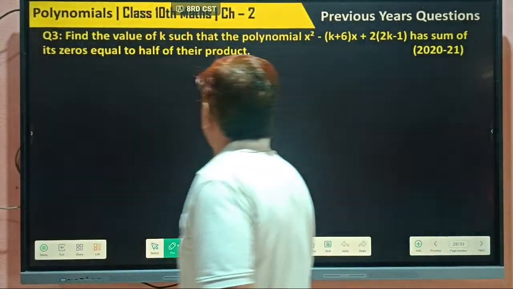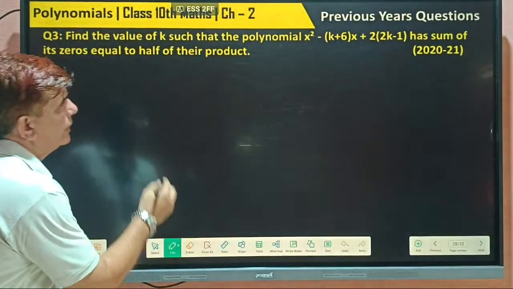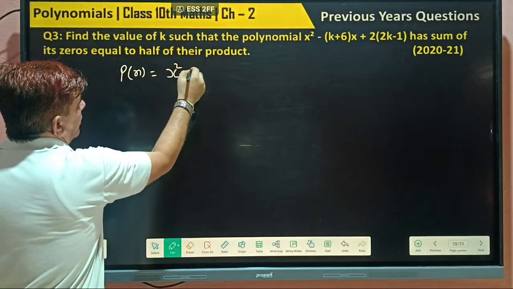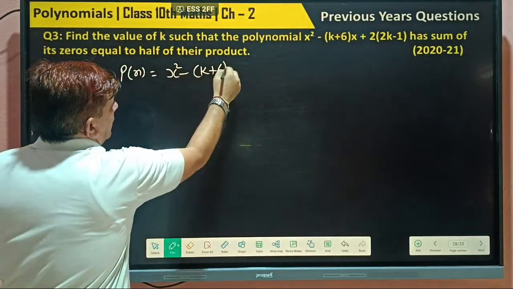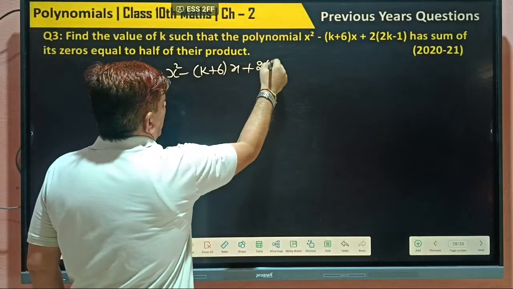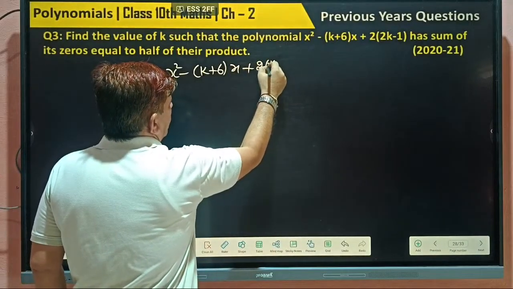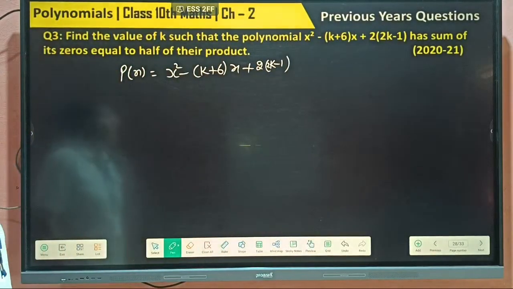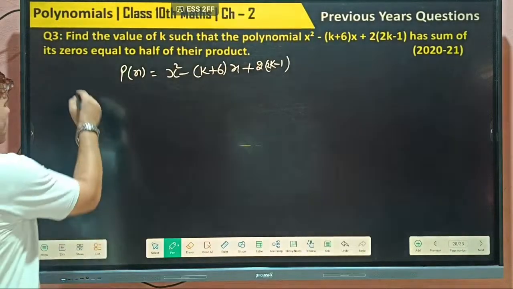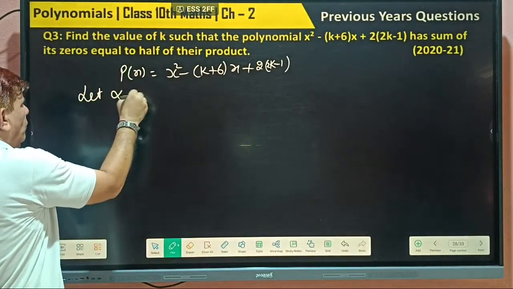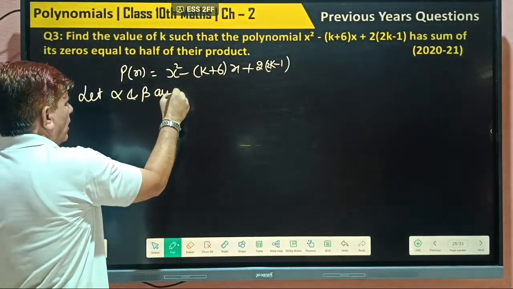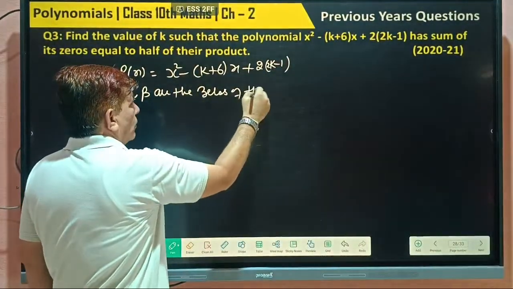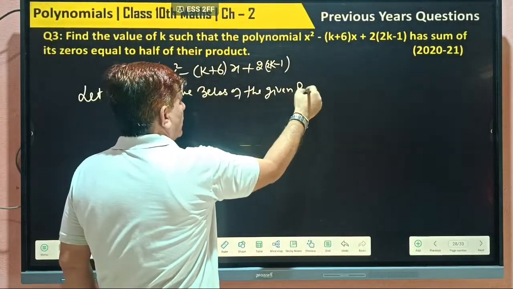Find the value of k such that the polynomial p of x, which is x square into k plus 6 into x plus 2 into 2k minus 1, has the sum of the zeros equal to their product. So let alpha and beta be the zeros of the given polynomial.